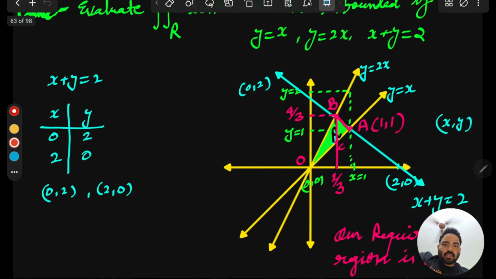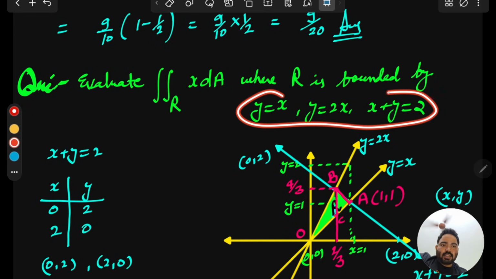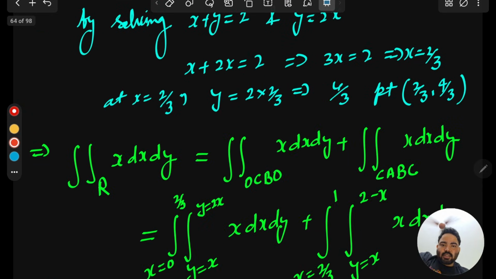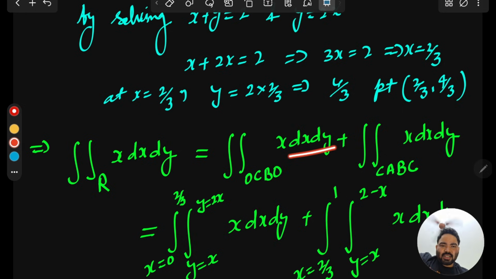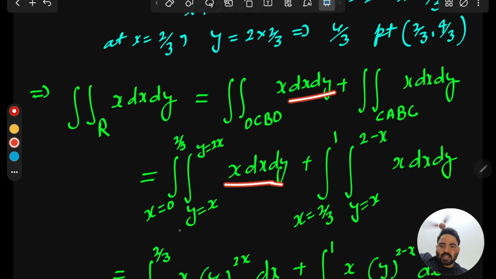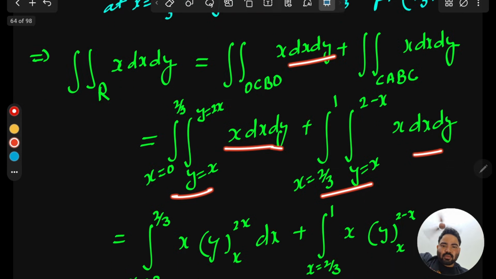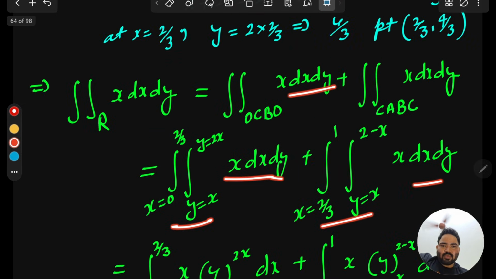So this is the way you can solve the question if the region is given. Just divide into two portions, no need to give them names, directly put the limits in two ways and solve. This is the way you can solve. After that, this is a simple question.